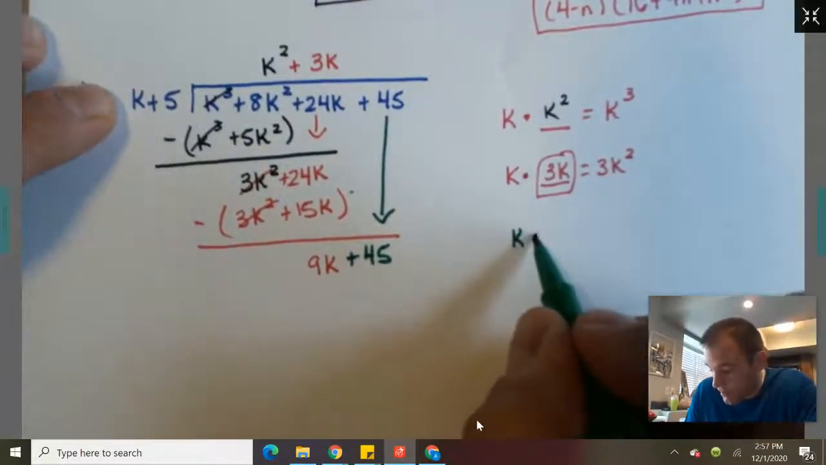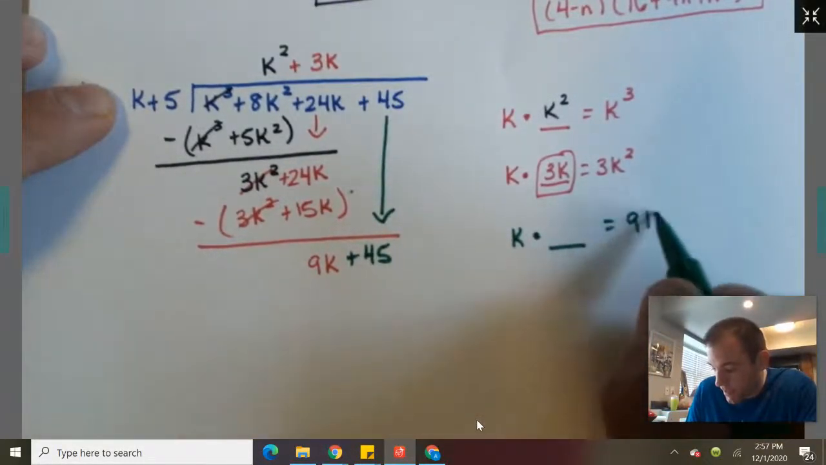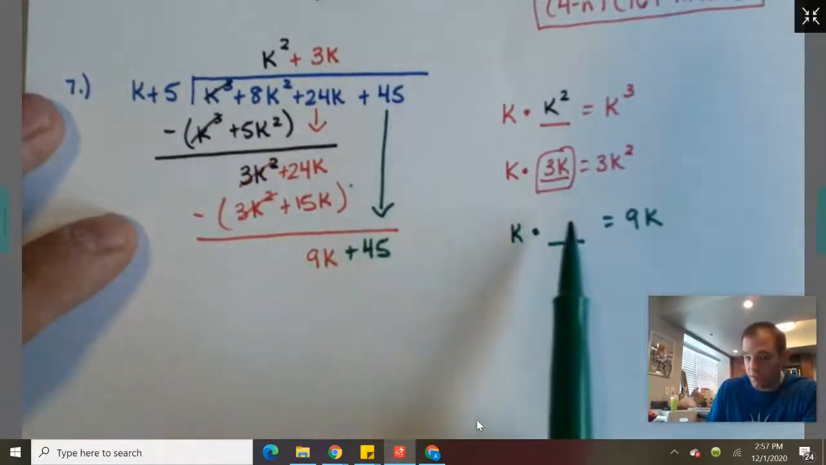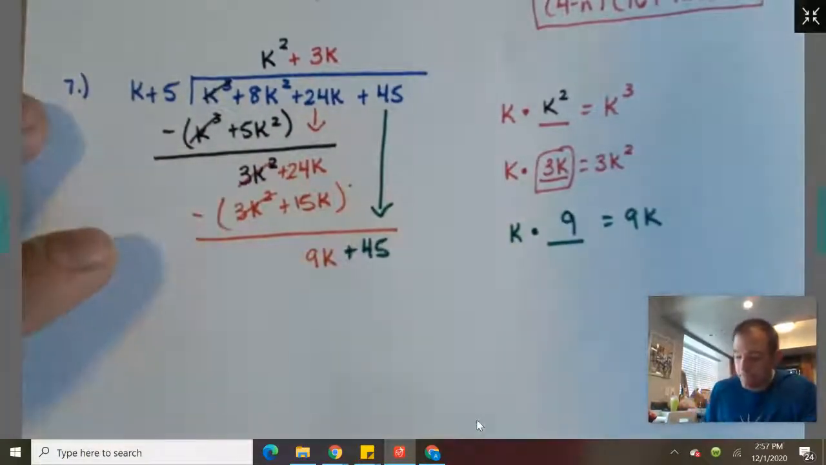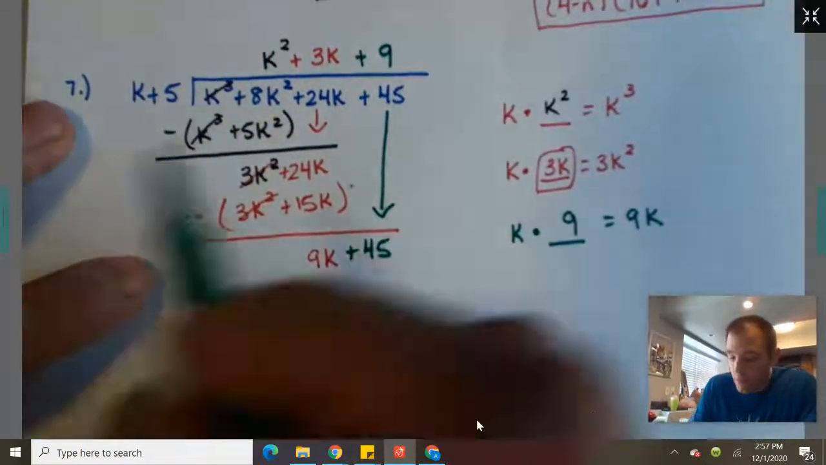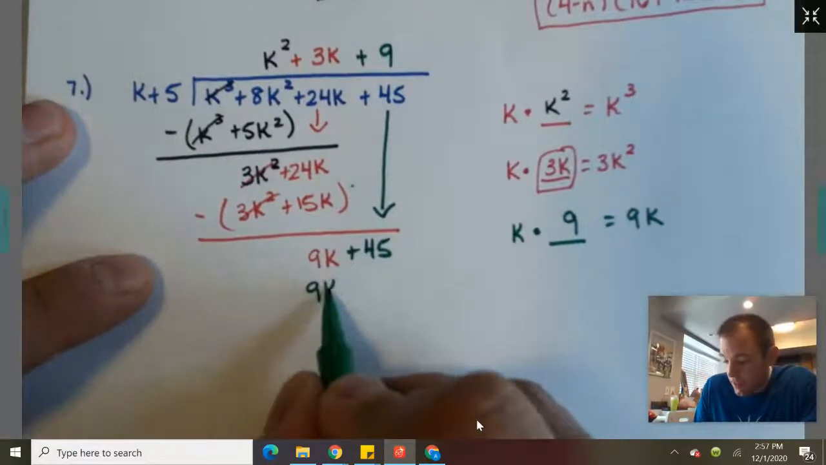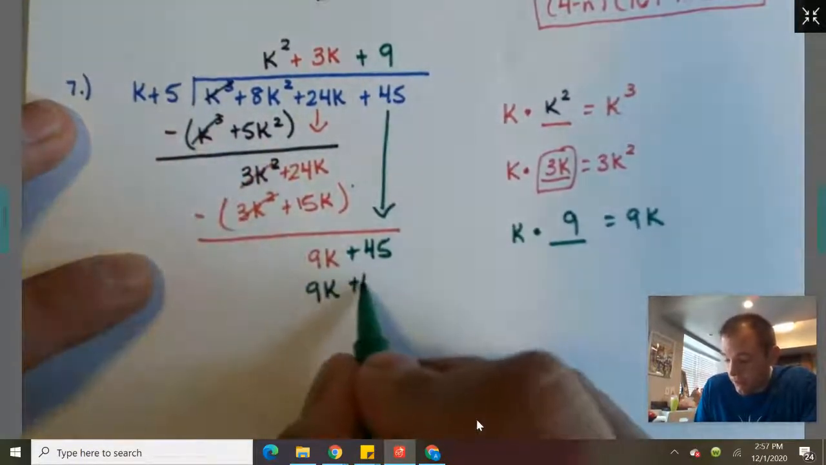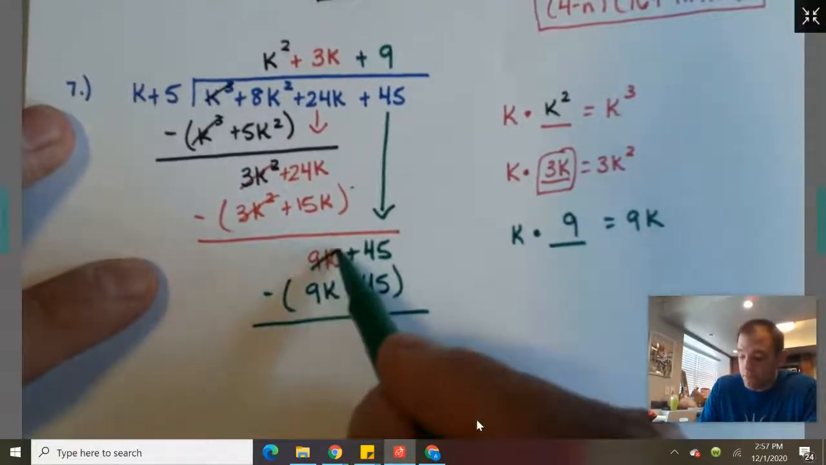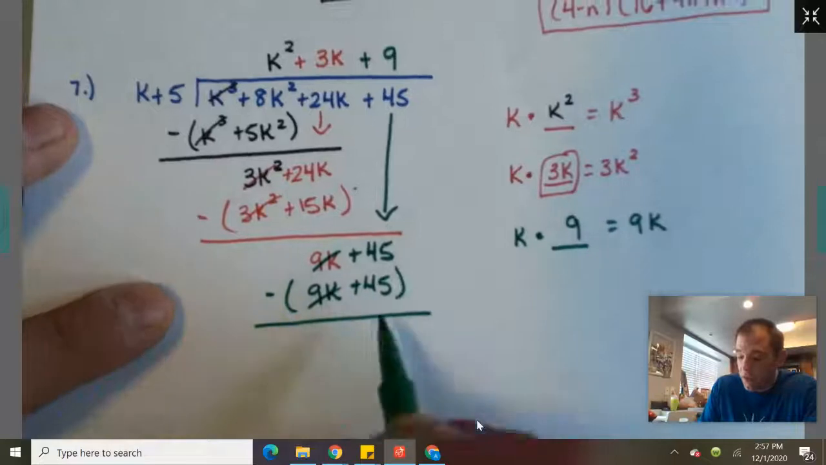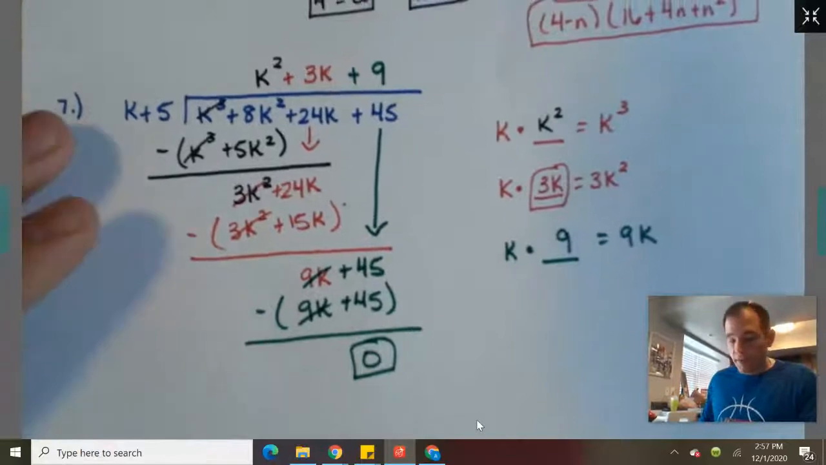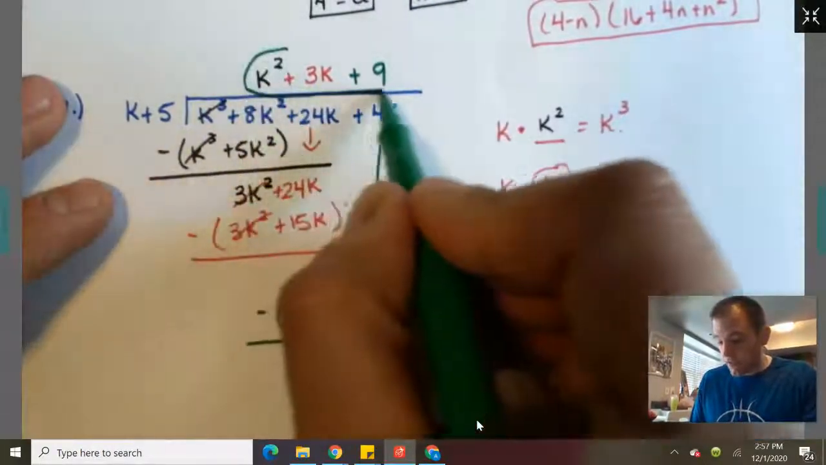So k times what equals 9k is what I'm asking. That's how we're going to figure out what number goes up here. In this case, it's just a 9. K times 9 is 9k. So I'm going to put a plus 9 on top. 9 times k is 9k. 9 times 5 is 45. And I subtract 9k minus 9k, nothing. 45 minus 45 leaves me a remainder of 0, which is great. I did not have a remainder, so this is my final answer.